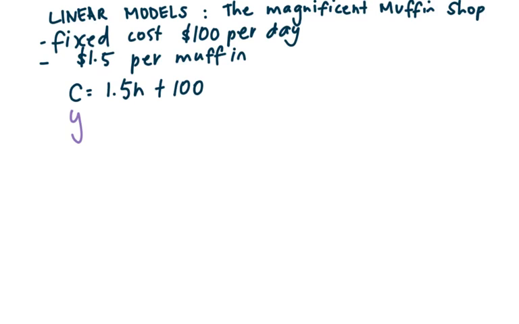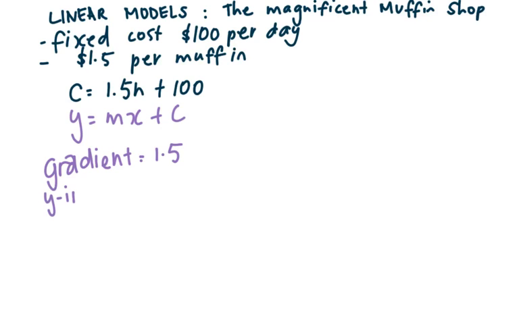So if we use our form of mx plus c, we can say that the gradient is 1.5 and the y-intercept is 100. I always do positive 100 so that we actually know where that would be in terms of the graph that we're looking at. So we're looking at using the form y equals mx plus c to be able to find different components which would allow us to then draw our graph.